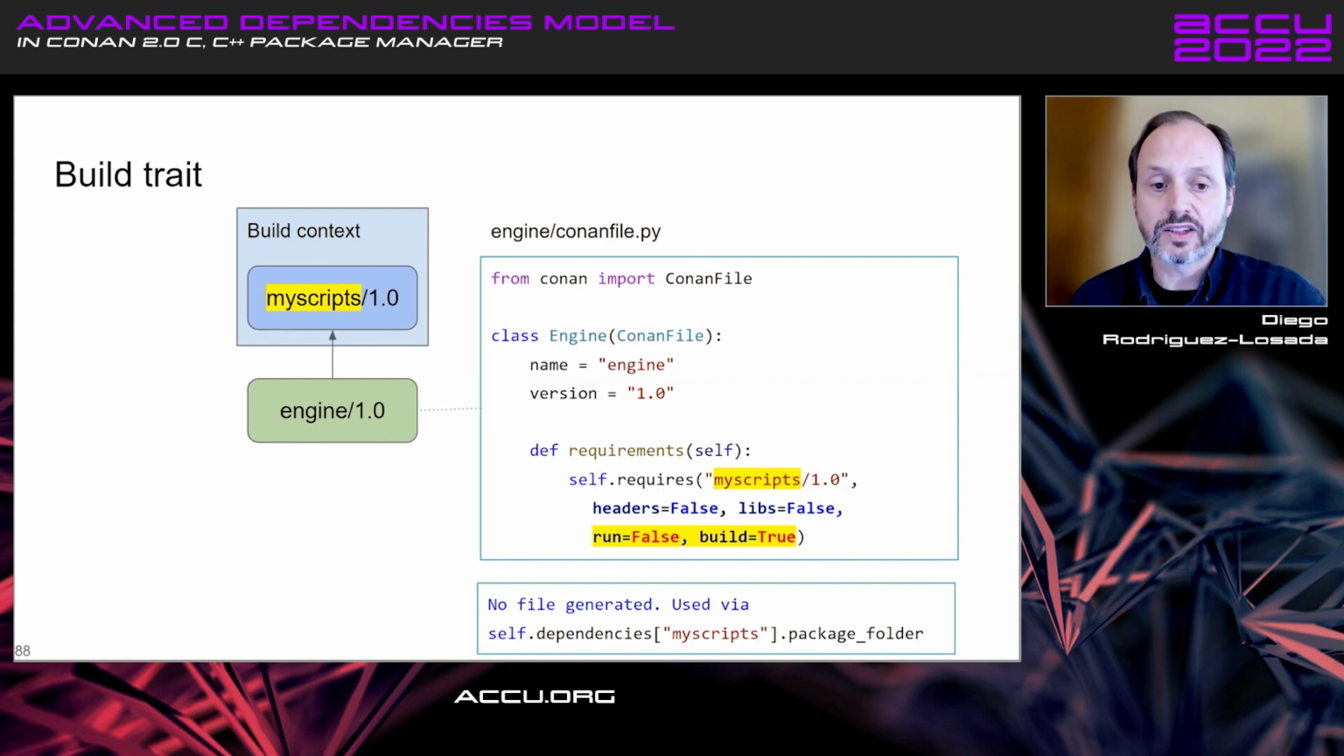In that case, with that combination of traits, Conan doesn't generate any file. It doesn't know exactly what to do, because this is very specific to your build. And in this case, the engine package can get access to my script artifacts and files via dependencies, my scripts package folder. And if you are getting assets like images, you copy them, you build them, you have the path, and you do whatever you want in your build to use those scripts or those assets.